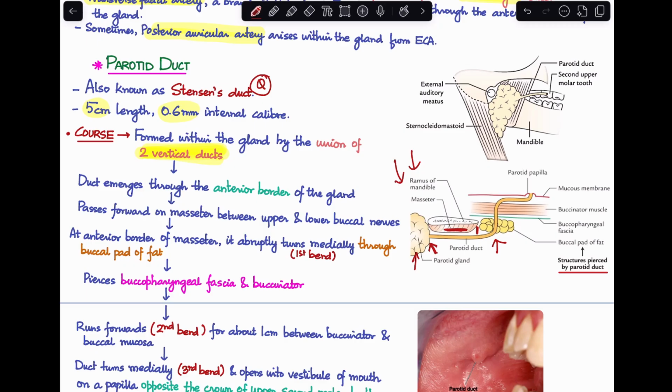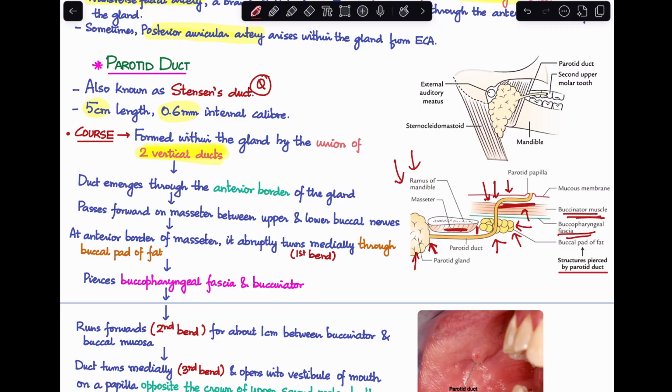And after bending here, abruptly turning medially, it passes through the buccal pad of fat. So, this is the first structure that gets pierced by the parotid duct. After piercing the buccal pad of fat, next it pierces the buccopharyngeal fascia and then it pierces the buccinator muscle. Now, after piercing the buccinator muscle, it takes its second bend. See over here, this is the second bend. It takes a bend over here and it runs forward for about 1 centimeter in between the buccal mucosa and the buccinator muscle. So, this part is 1 centimeter.